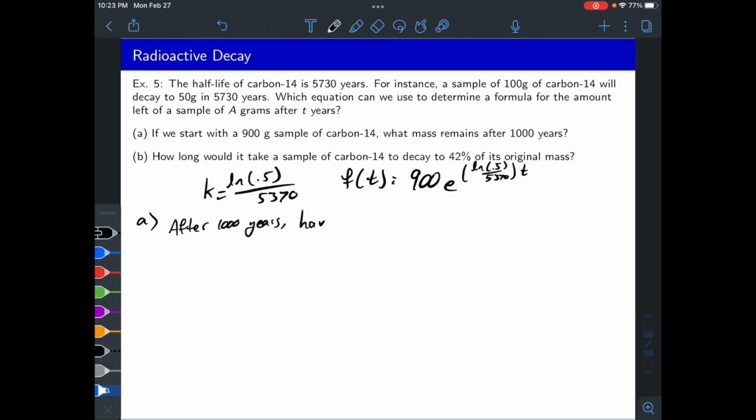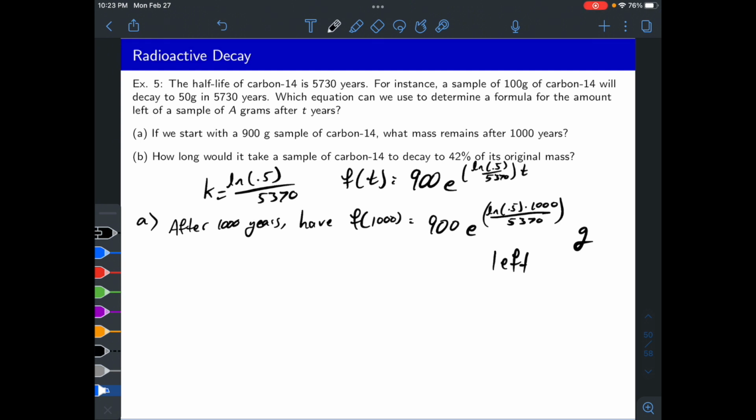We'll have whatever f of 1,000 is, which is 900 e to the, plugging in 1,000, ln of 0.5 times 1,000, all over 5,370. Then plug all that in, and whatever your calculator tells you this is equal to, that would be in grams. That's how much of that sample you have remaining.